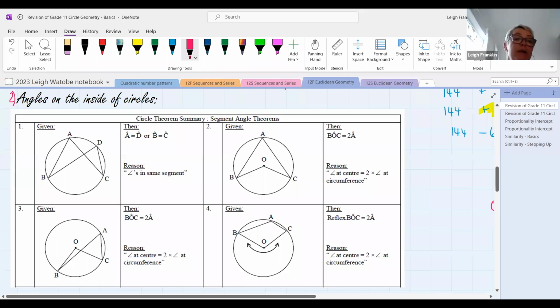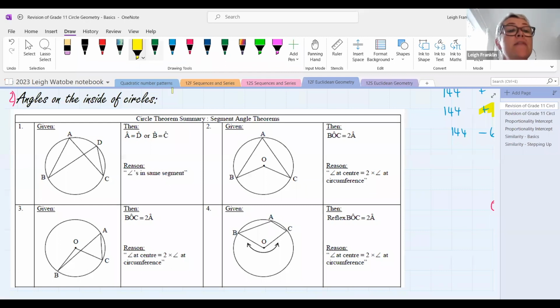All right, so here, this is the second section, where we studied the angles on the inside of circles. So again, take some screenshots here to help you with this. These are the segment angle theorems. In other words, the angles on the inside of circles. That's just a bit of an easier way to understand it.